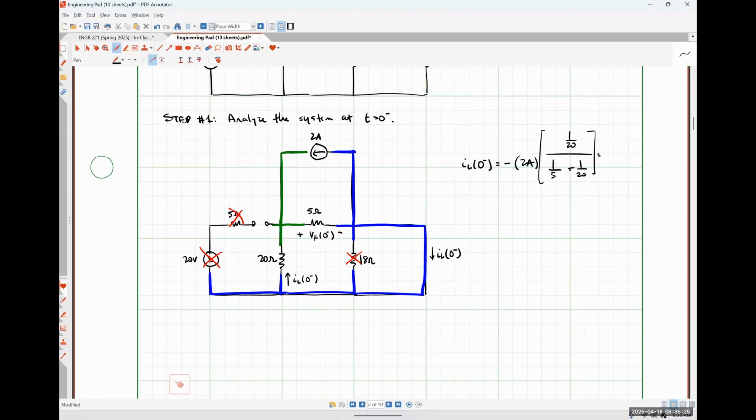Damn it. And I got negative 2/5 of an amp. So before we move on from here, does anybody have any questions, comments, or concerns about how I calculated that? All right, so how might we calculate VR at 0 minus?